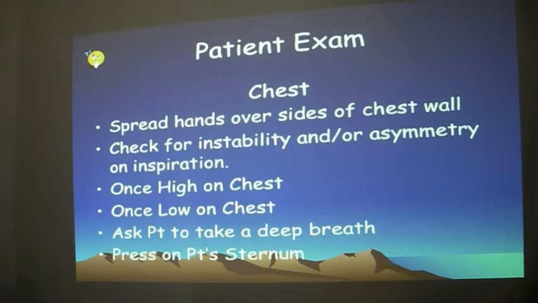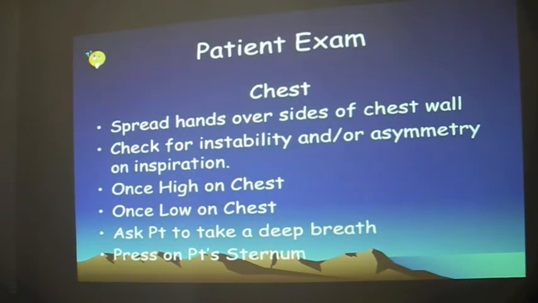The chest. They're laying there. Spread your hands over the sides of the chest wall. Start up high under the armpits. Have them take a breath in, breathe out. Is it painful? Look for instability and asymmetry on inspiration. That would be indicative of a flail chest, if one side goes up, the other side goes down, and they don't move together. Once high on the chest, once low on the chest. Ask your patient to take a deep breath. Does that hurt? Take your patient's arm, put it across their sternum, and gently press on their sternum. Do they feel any pain in their sternum?